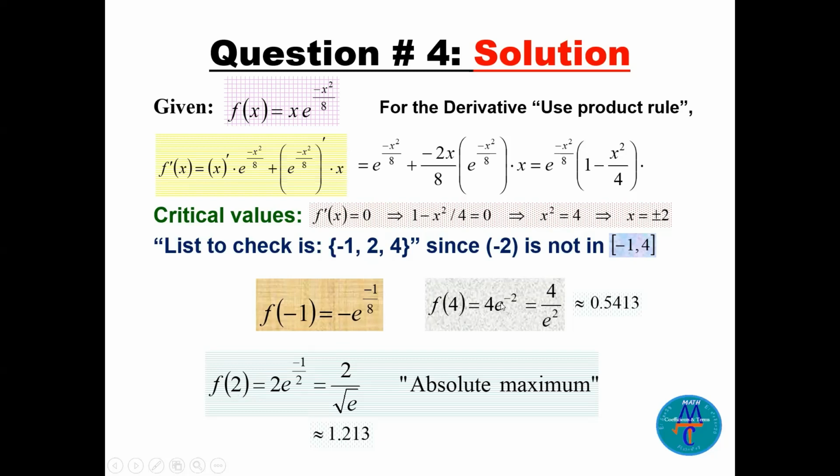This is a negative value. This is 4 over e squared, which is almost 0.54. And this is 2 times e to the power minus half, which is 2 over square root of e, which is approximately 1.2. So this is the highest. So this is the absolute maximum occurring at x equals 2.